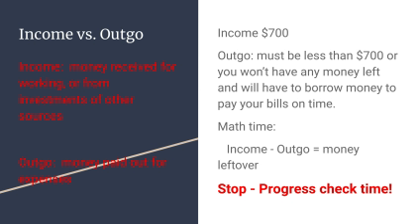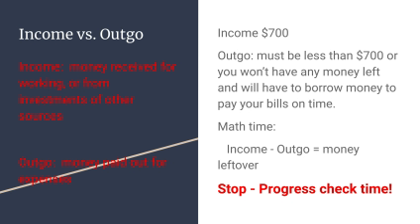For example, if you make $700 a month, your outgo can be $650, $600, or anything less than $700. You can't spend more than $700 without borrowing. So, math time, your income minus your outgo equals your money left over. As long as you have some money left over, you are good.